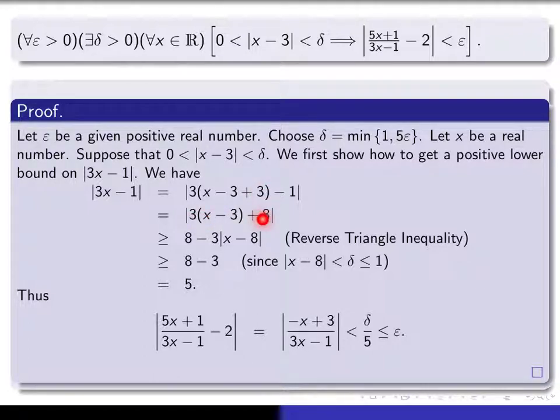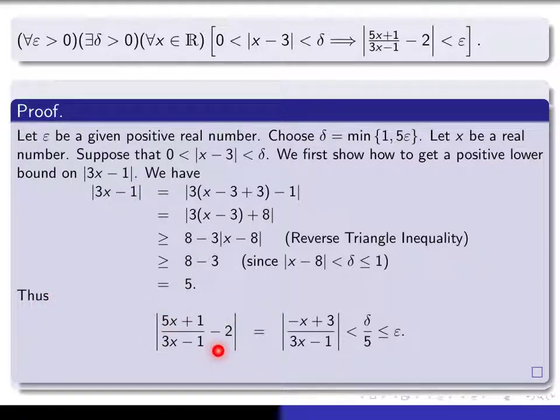Now I apply reverse triangle inequality to get this. And now, since I've assumed that delta is smaller than or equal to 1, and we know that x minus 3 is smaller than delta, which is in turn smaller than 1, then minus it is bigger than minus 1, and so we get this, which is 5. So there's my lower bound on this, and thus, now I'm ready to do this calculation.